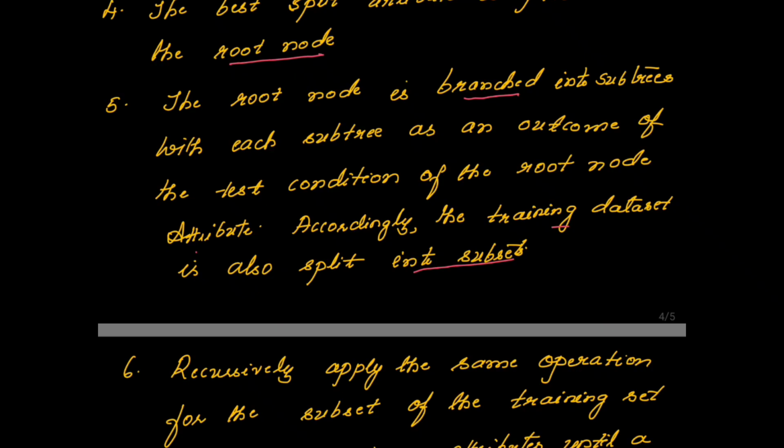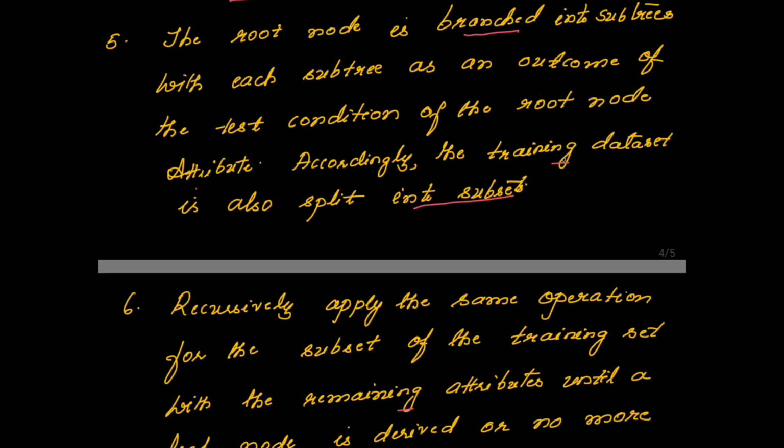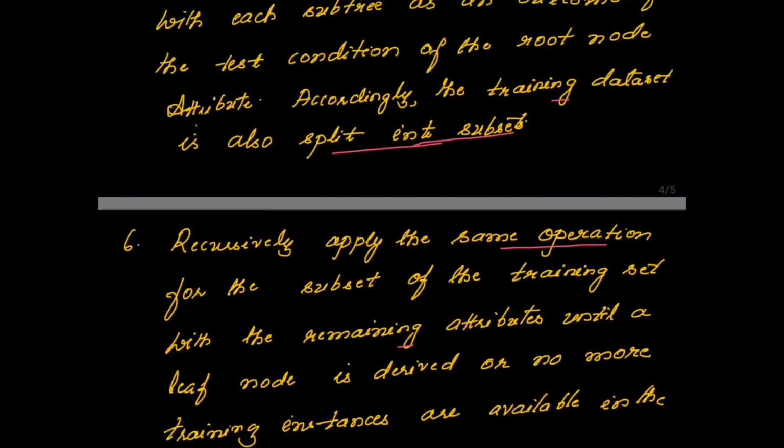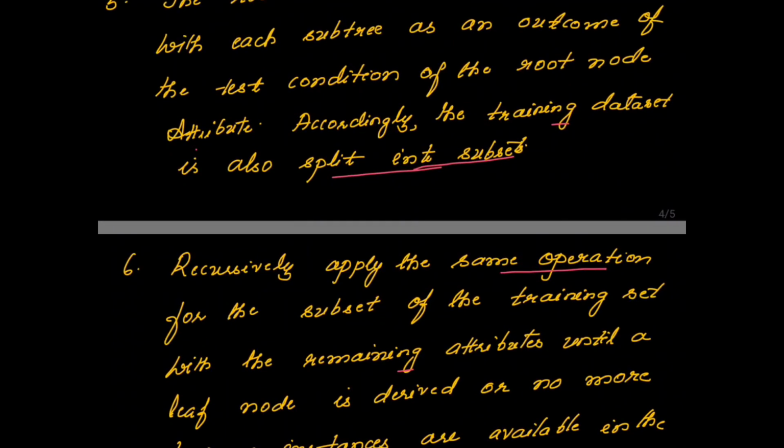As we have seen in this example, if the assessment is less than 50, it is branched, and if it is greater than or equal to 50, it goes into another branch. When we branch, we are splitting the data set into subsets. Now recursively apply the same operation for the subset of the training set with the remaining attributes until a leaf node is derived or no more training instances are available in the subset. So you keep repeating this process until you reach the leaf node, or there are no instances remaining in the given data set. These 6 steps will be clearer to you when I teach you with an example in the next session.